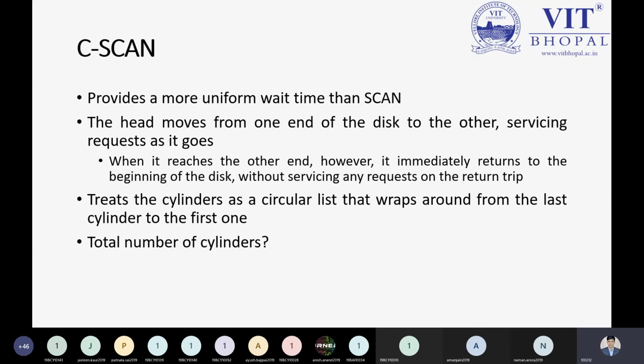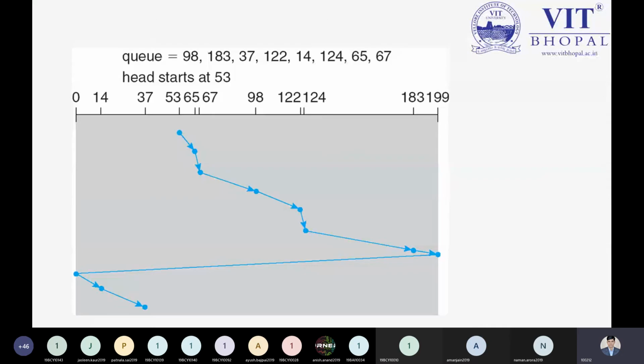So C-SCAN. Since it provides a more uniform wait time than SCAN, the head moves from one end of the disk to the other, servicing the requests. Okay, this is a theoretical point over here. In C-SCAN, you will not go to the initial value, that could be 0. Just see this diagram, you can understand it in an easy way.